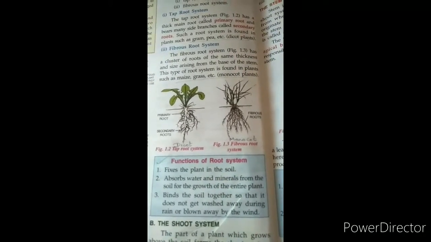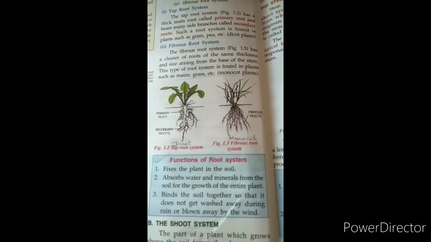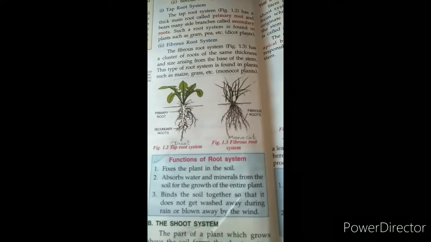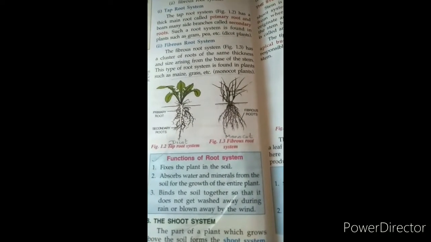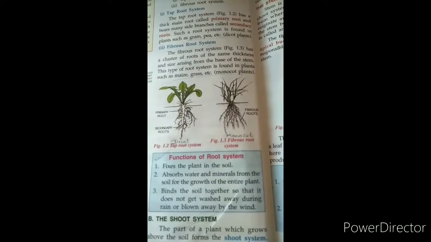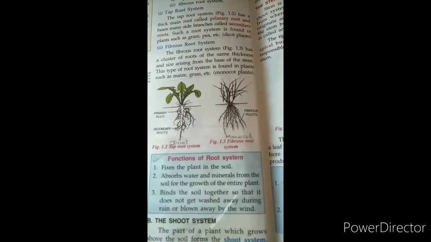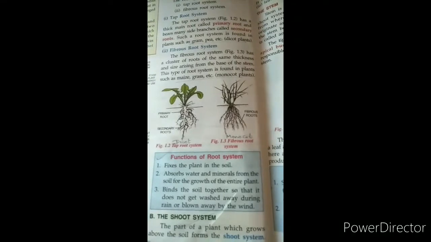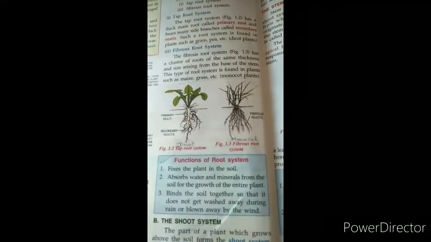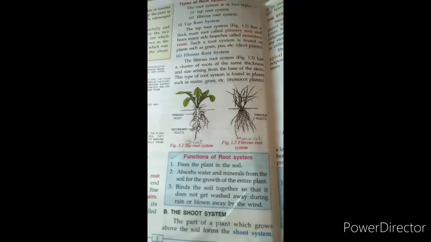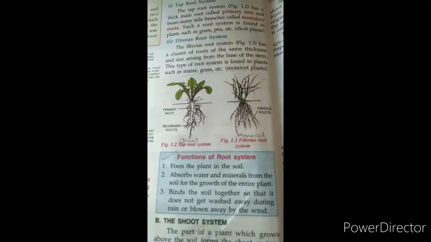Great. As we see, most plants grow upright in the soil, and that is possible only because the roots that grow in the soil are able to fix them or hold the plants in place. So fixing the plant in the soil, that is one good function that we come to know about.